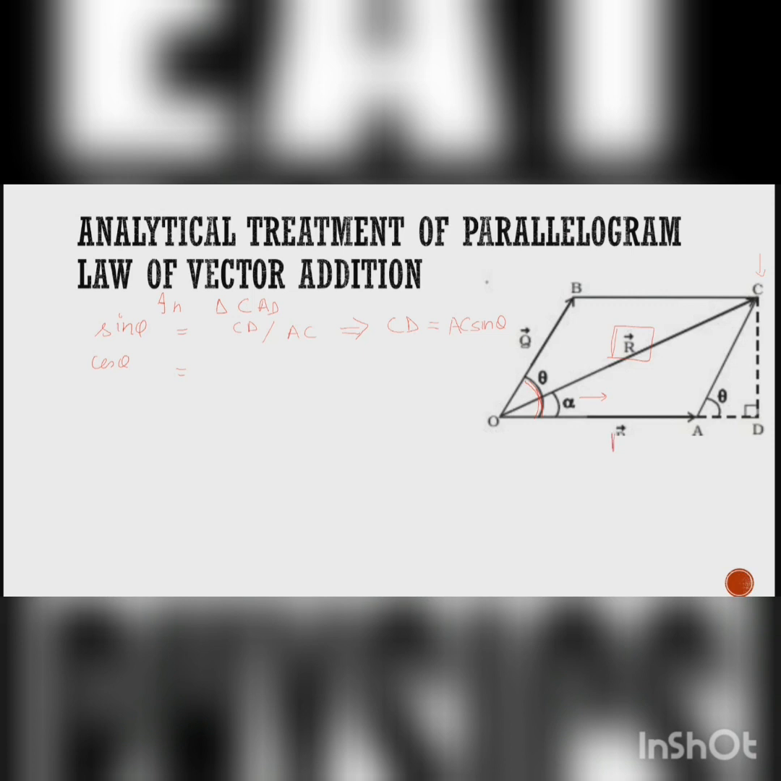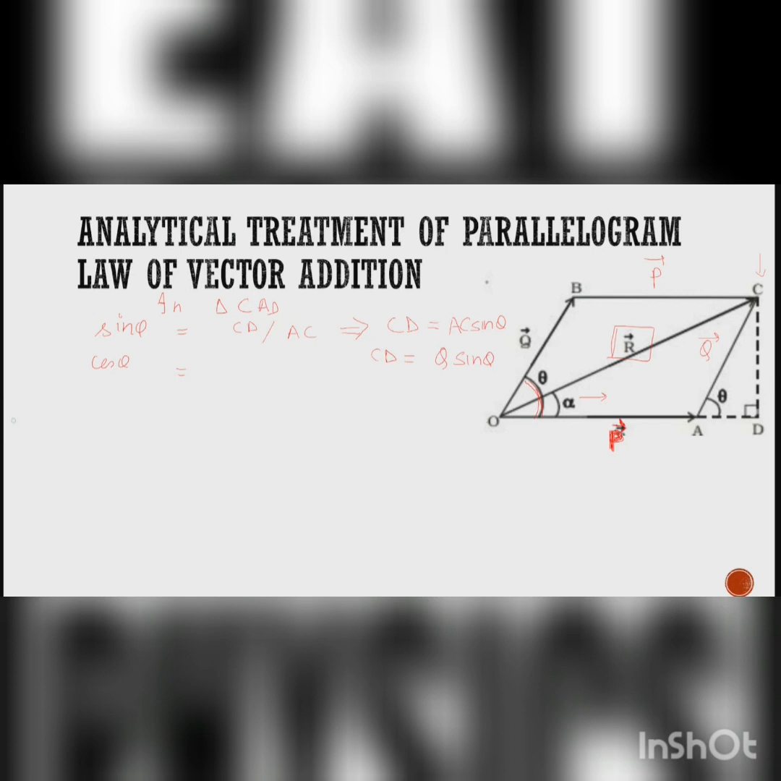Now let's call this vector P, because A is already a point. So this makes CD written as, if OA is P, BC is also going to be P. If OB is Q, then AC is also going to be Q, opposite sides of a parallelogram. So this becomes Q sine theta.